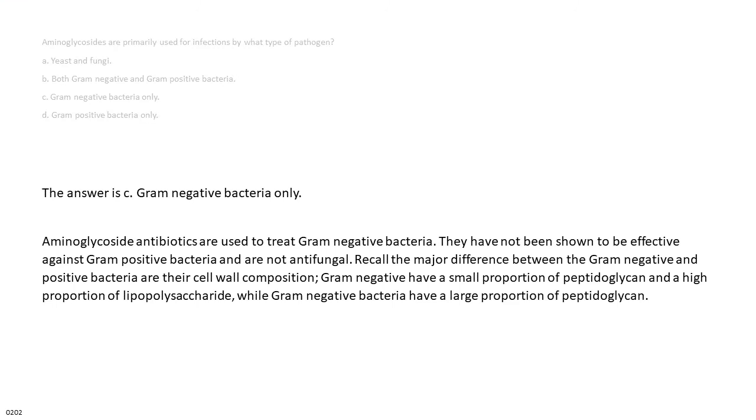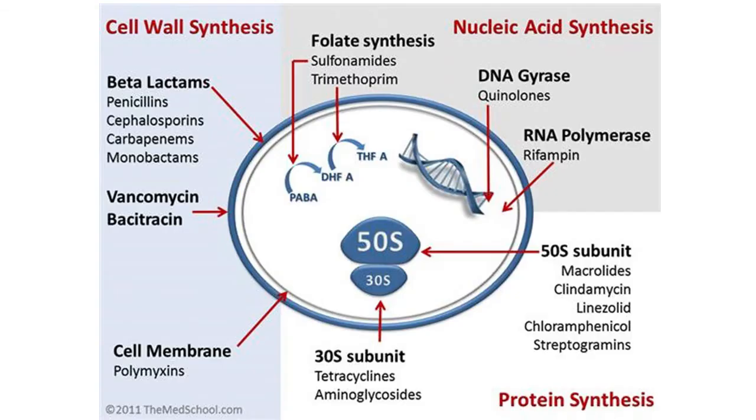The answer is C. Gram-negative bacteria only. Aminoglycoside antibiotics are used to treat gram-negative bacteria. They have not been shown to be effective against gram-positive bacteria and are not antifungal. Recall the major difference between gram-negative and gram-positive bacteria is their cell wall composition. Gram-negative bacteria have a small proportion of peptidoglycan and a high proportion of lipopolysaccharide, while gram-positive bacteria have a large proportion of peptidoglycan.